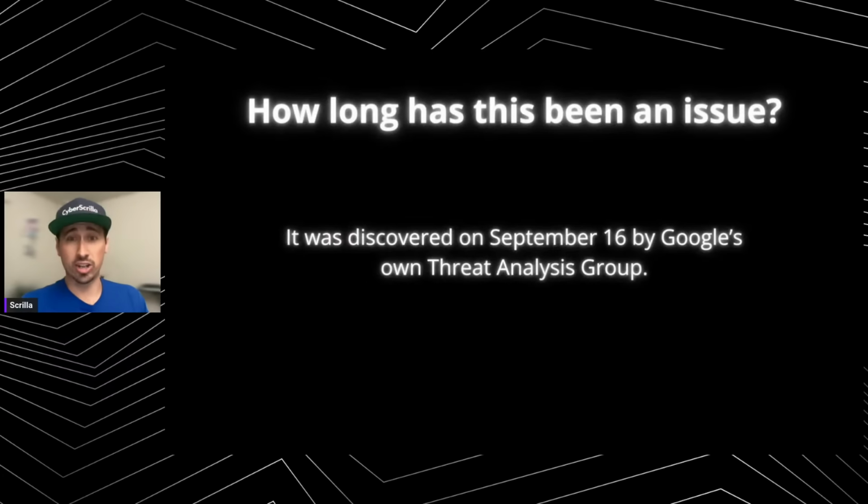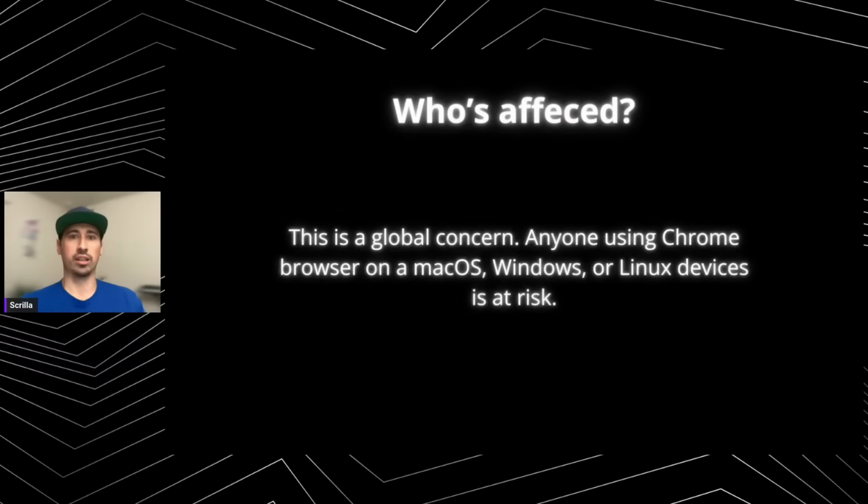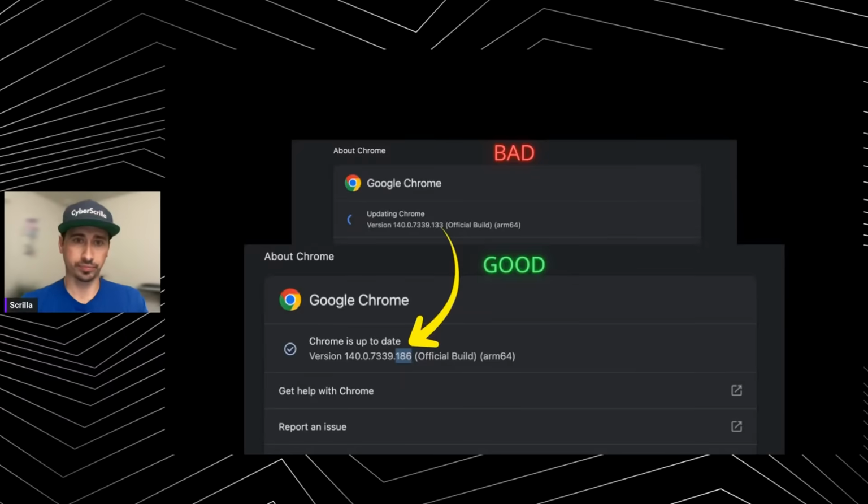How long has this been an issue? It was discovered on September 16th by Google's own threat analysis group. So it has been around for what? Today's the third day that we know of. As far as who's affected, it is a global concern. Anyone using Chrome browser on Mac OS, Windows, or Linux devices is at risk. As far as I know, this does not affect Chrome mobile users. This is specific to desktop users.